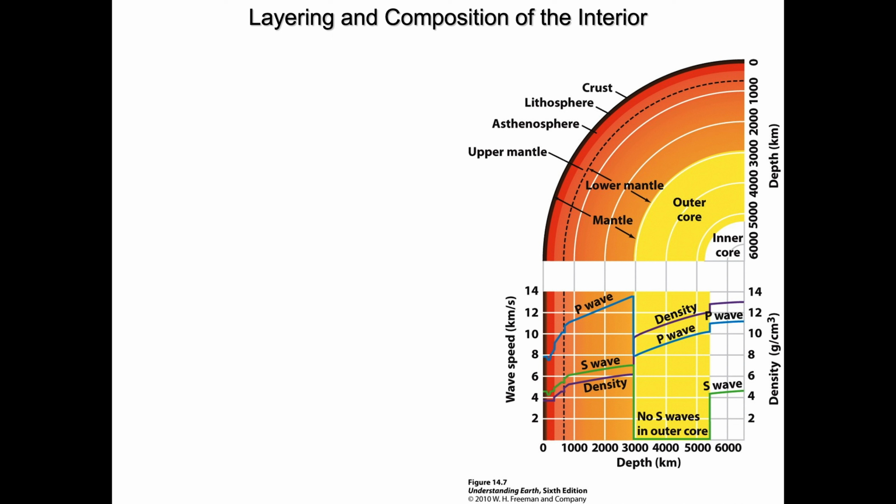So starting with the surface, looking at wave speeds here in kilometers per second, we'll begin with the P wave. P waves are going to be the fastest. That's why they appear first. They start out at around 5 to 6 kilometers per second here at the surface, travel through the lithosphere at a high rate of speed, and then they slow down a little bit.